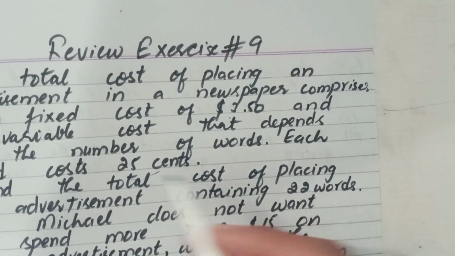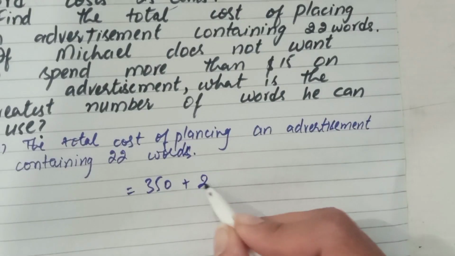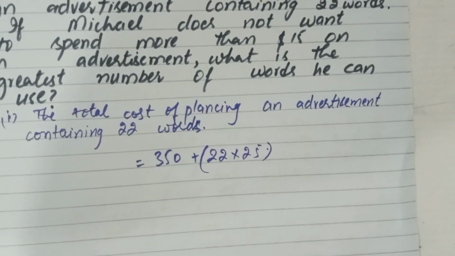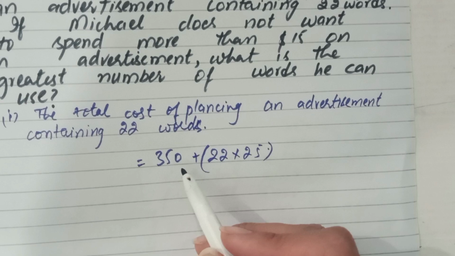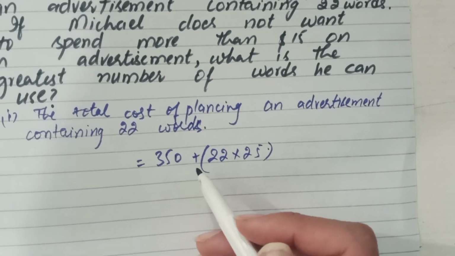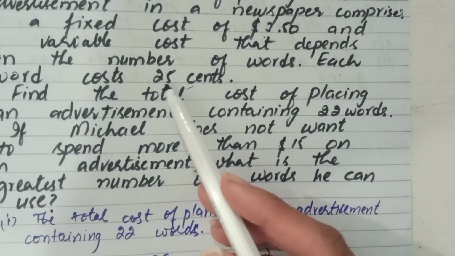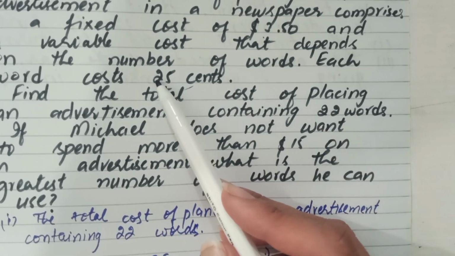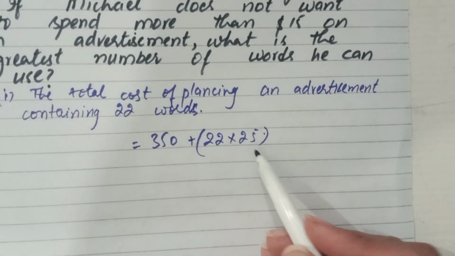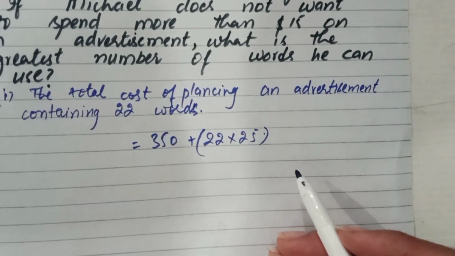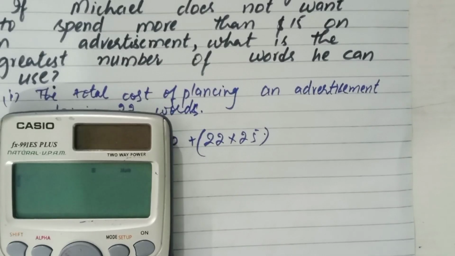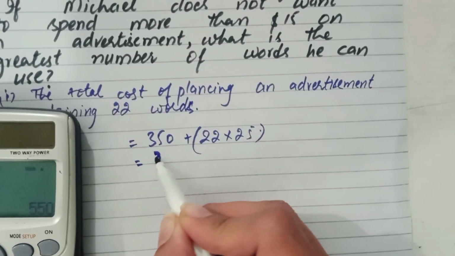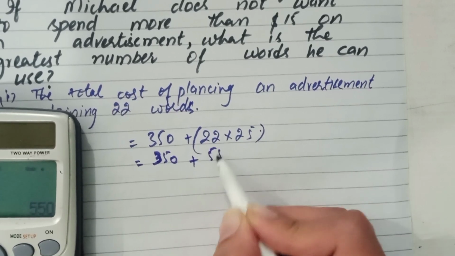We have to multiply 22 by 25. That is the total cost. 350 cents is fixed, and 22 multiplied by 25, because the words are 22 and each word is 25 cents. We have to calculate it. 22 multiplied by 25, we get 550. 350 plus 550.